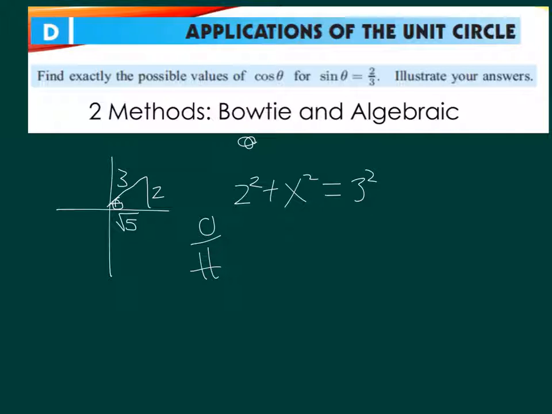So one possible value now of cosine we can solve with SOHCAHTOA. Cosine is adjacent over hypotenuse. Adjacent is root 5. Hypotenuse is 3. So our first answer is root 5 over 3.